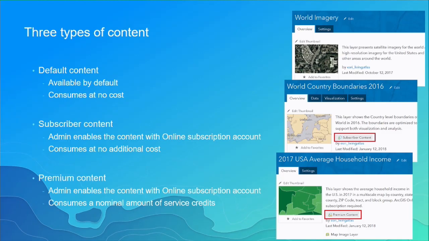Last but not least is the premium content. In 10.6, it's about 5 to 7% of the content. The majority of it is demographic content. Similar to the subscriber content, it does require an administrator to enable it with an online subscription account. After enabling, consuming the content just requires a nominal amount of service credits. As far as I heard last time, it's about 1,000 maps for 1 credit. So for those of you who need up-to-date, high-quality demographic content from time to time, this might be a good option for your organization to consider.